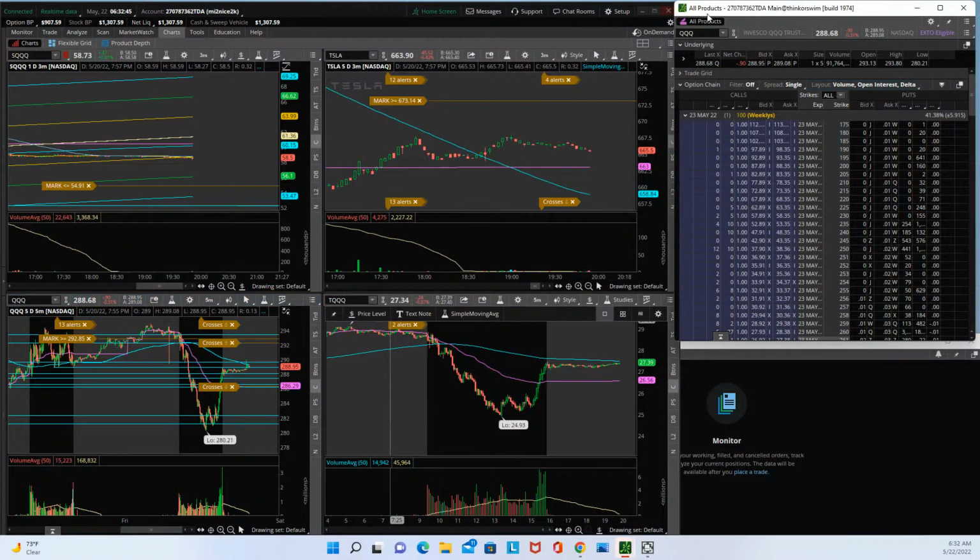So here I have my option chain, and if you guys want me to go over how I set this up, or how you would want to set it up, let me know in the comments below.